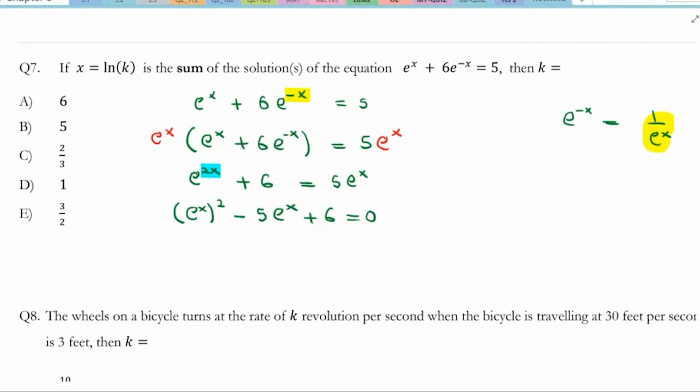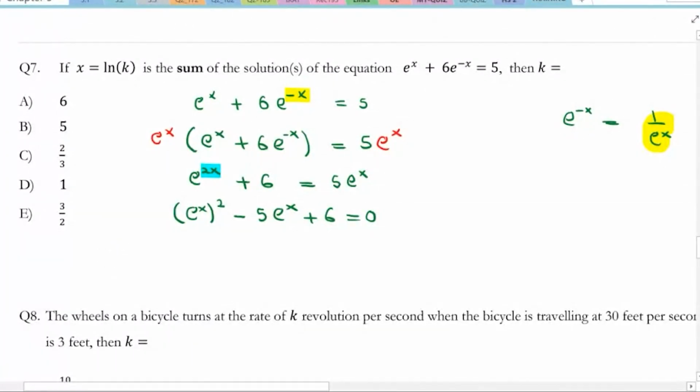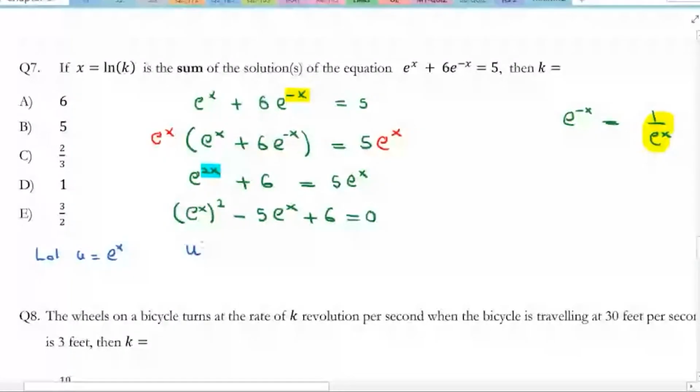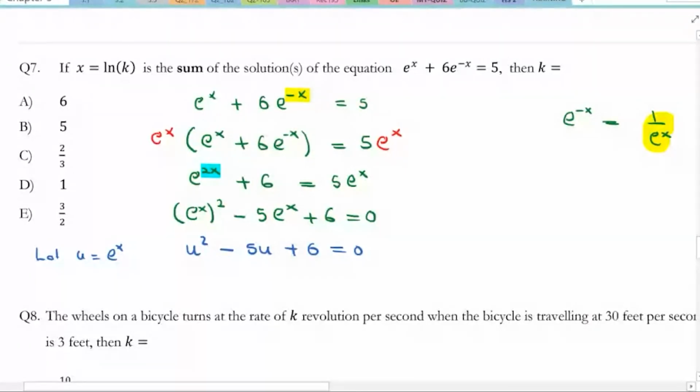Now, if we let, for instance, gentlemen, u equal to e to the power of x, therefore, what do we get? We're going to get u squared minus 5u plus 6. Why are we substituting this one? Just to make life easy, in fact.